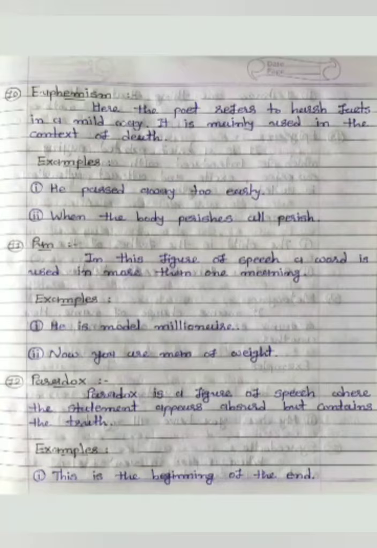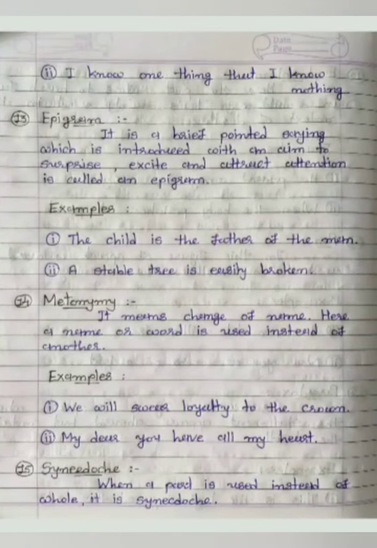Now, next is paradox. Paradox is a figure of speech where the statement appears absurd but contains the truth. For example, "This is the beginning of the end." So it appears like an absurd, but it contains a truth. Likewise, the second example is, "I know one thing that I know nothing." It sounds like an absurd sentence, but it contains the real truth.